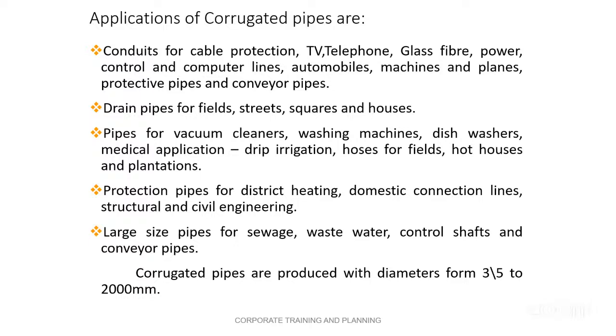First, the conduits for cable protection. We have seen that many cables are covered by these corrugated pipes. Then TV, telephones, glass fibers, power control, and computer lines. Then automobiles, machines, and even many planes also. Protective pipes and conveyor pipes.